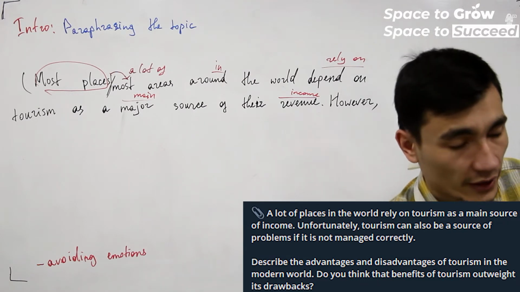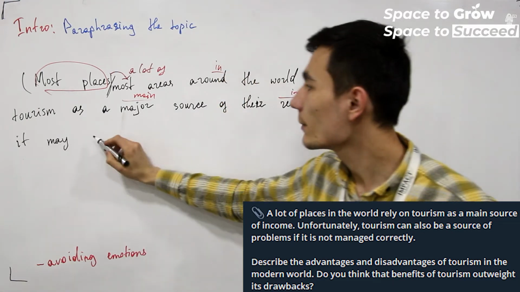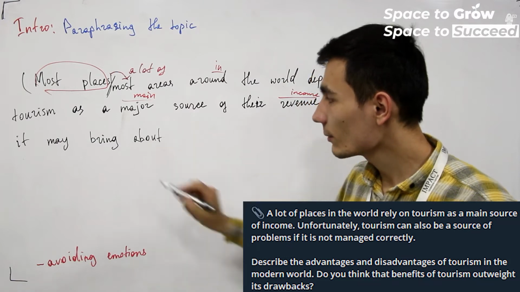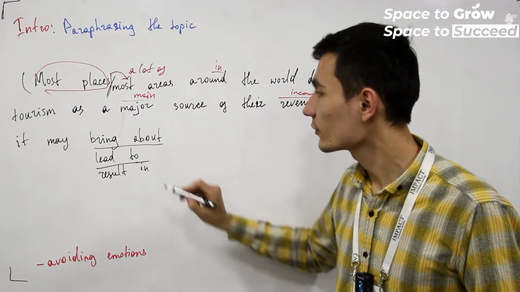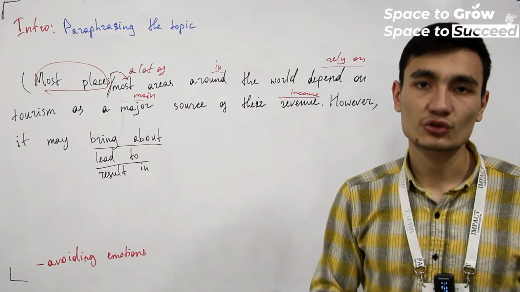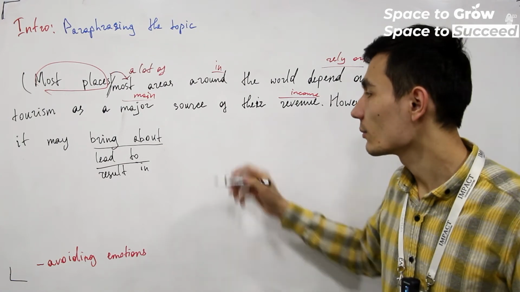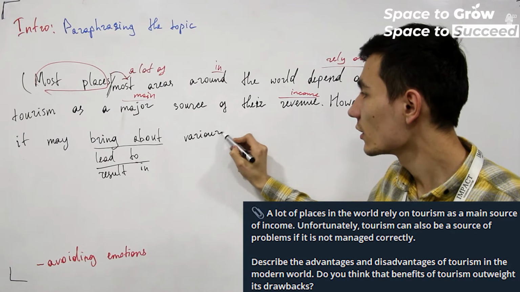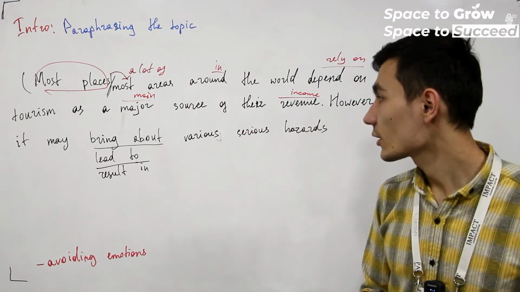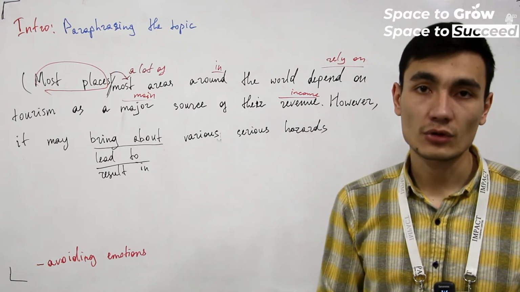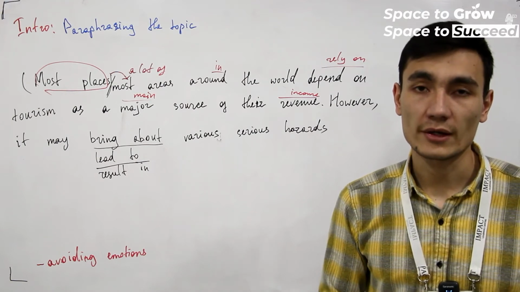So instead of saying tourism, we say it. There can also be, may. Instead of source of problems, we can say may bring about. Bring about means, by the way, lead to or result in. So you have to learn this word. We're just changing the structure itself. Instead of can be a source of problems, we are saying bring about various serious hazards. And here we use the word hazards instead of problems. And they said if it's not managed correctly or if it's not managed properly.